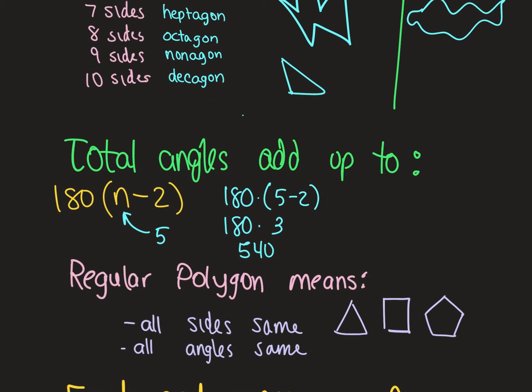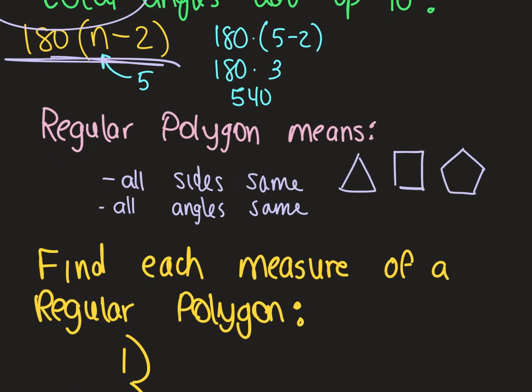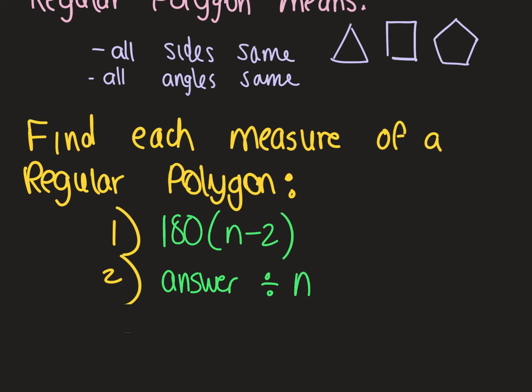So what if the book says find each measure of a regular polygon? That's different than find the total measure. Total is this formula. Each one wants to know if it's regular, like we know 60, 60, 60. In a square, we would know 90, 90, 90, 90. But in a pentagon, if the whole thing is 540, how are we going to know that each one is 108? Oh, did I just tell you the answer? Okay, so the first step is to do the rule, 180 times n minus 2. Second step is to take your answer to 180 times n minus 2 and divide it by n. Divide by the number of sides.